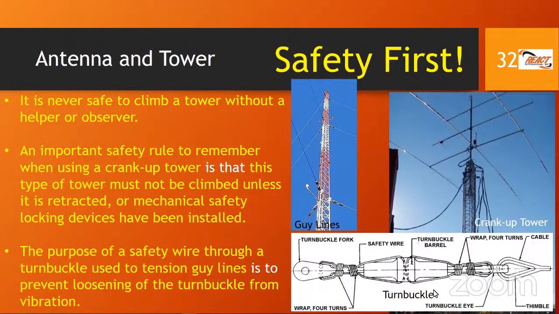And we have a turnbuckle here, if you can see it on your screen. This is the turnbuckle. And once you have tightened it sufficiently, use a safety wire, pass it through and tie it so that it wouldn't loosen if there's vibration or wind or something like that and cause it to loosen, right? So that's the bullet point here. The purpose of safety wire through a turnbuckle used to tension guy lines is to prevent loosening of the turnbuckle from vibration. So this turnbuckle, as you turn it and you tighten and make this wire nice and stiff, put a safety wire through it so that it will not unravel or spin out and loosen.